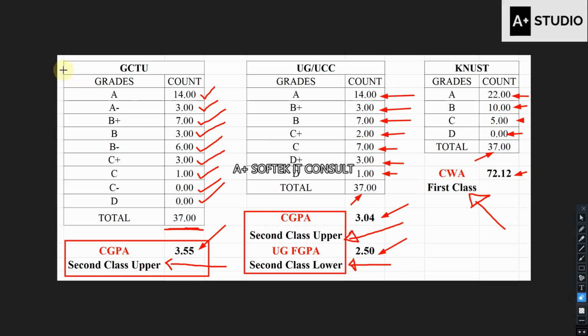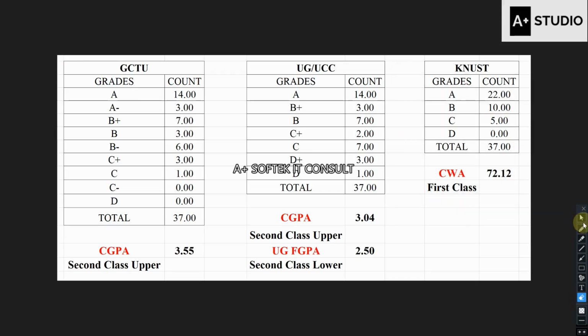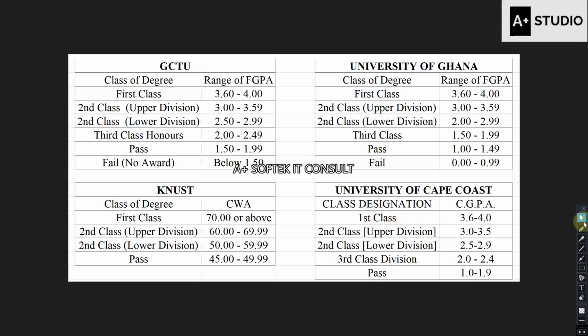Before I proceed, let me show you something. Okay, let's look at this. So we are saying that in GCTU, first class is 3.6 to 4.0. Second class upper is 3.0 to 3.59. Second class lower is 2.5 to 2.99. But when we go to the University of Ghana, it is similar: 3.6 to 4.0, 3.0 to 3.59. But for second class lower, you could tell that there is a difference: 2.0 to 2.99. That's huge, which means a lot of students may fall within this range. But from GCTU, we have 2.5 to 2.99, which means this is highly punishing, but this is less punishing, as you can see from here.